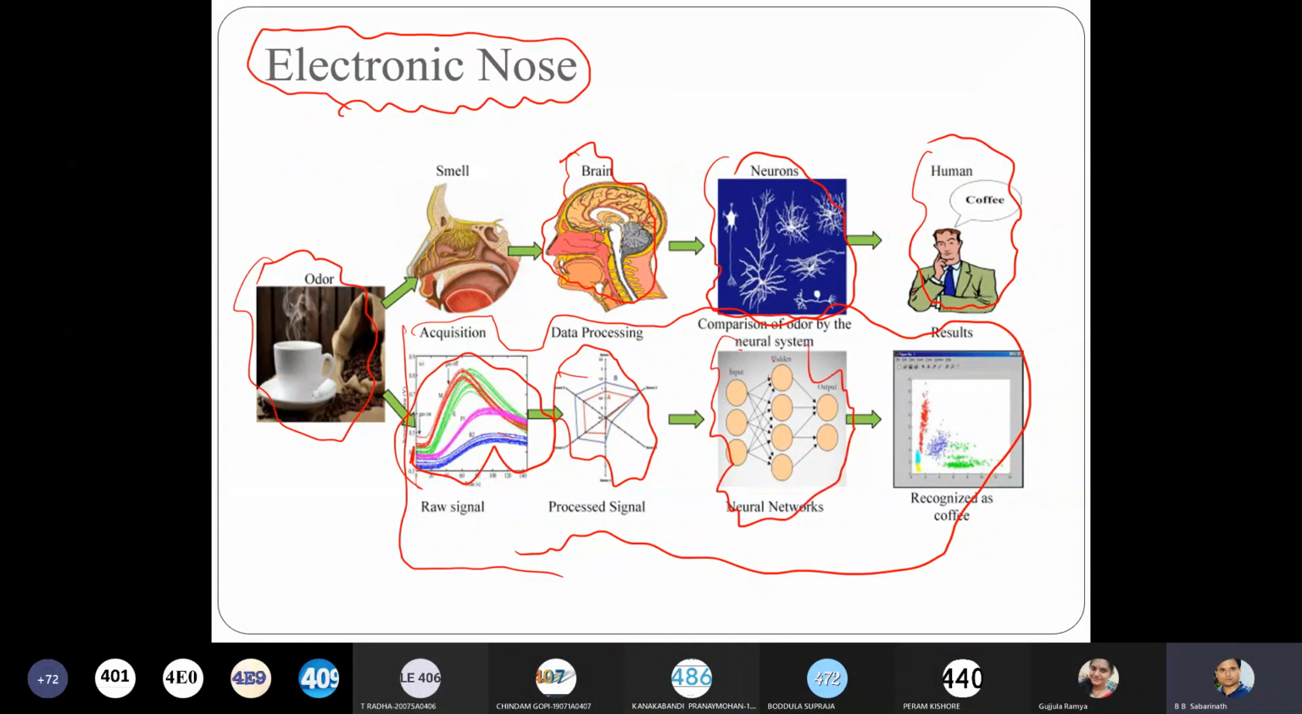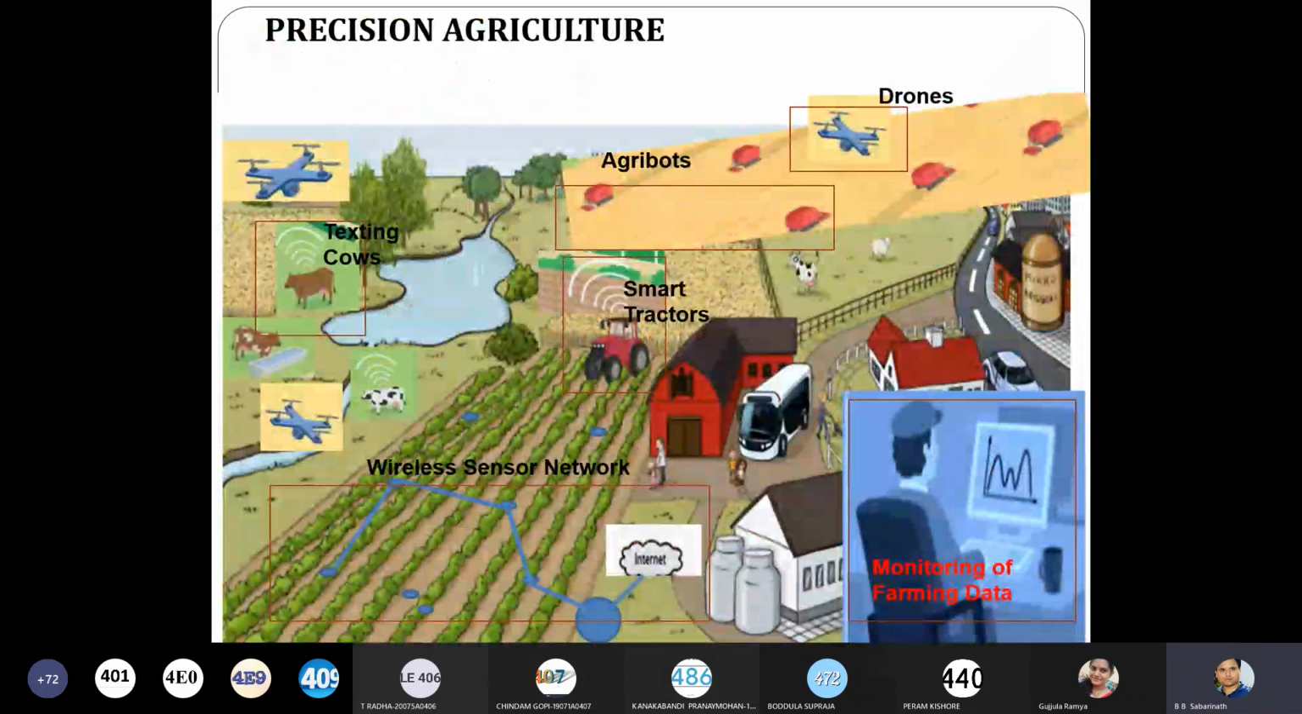And you can tell whether it is a coffee smell or not. This is what, right? Machine learning, deep learning. Okay, like that. Now, this is precision agriculture, right?